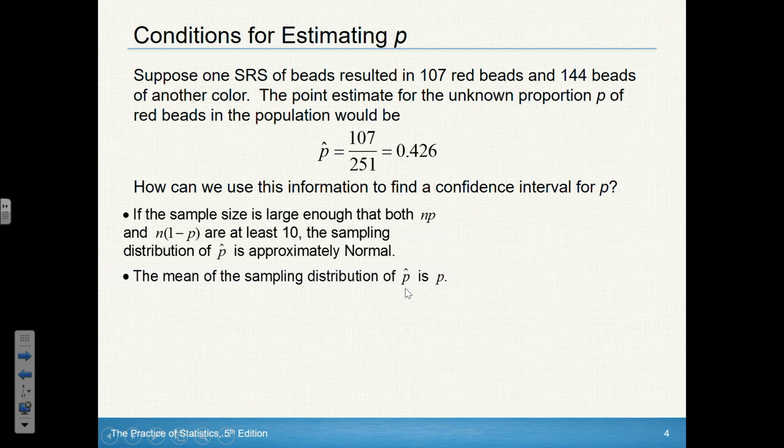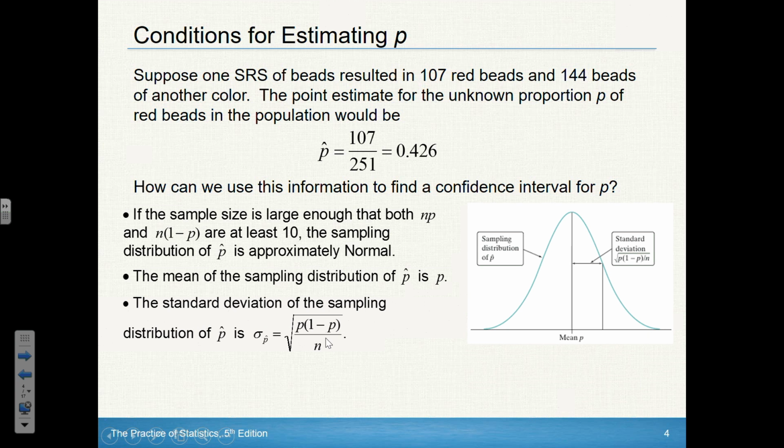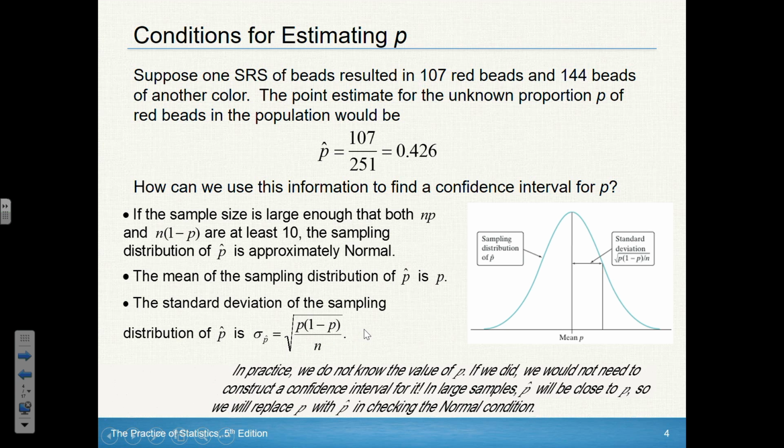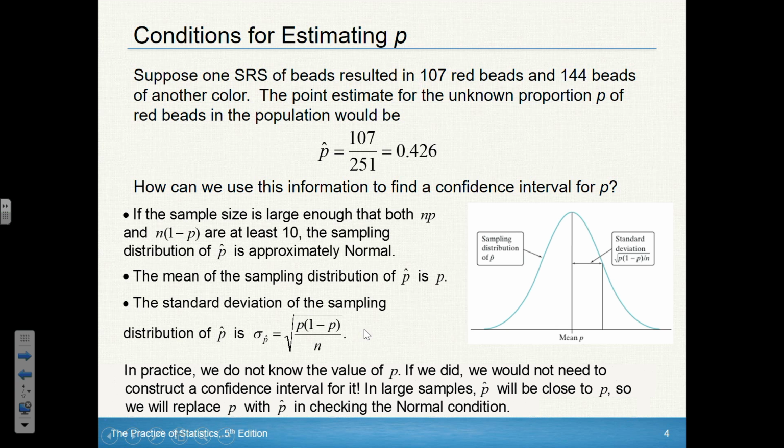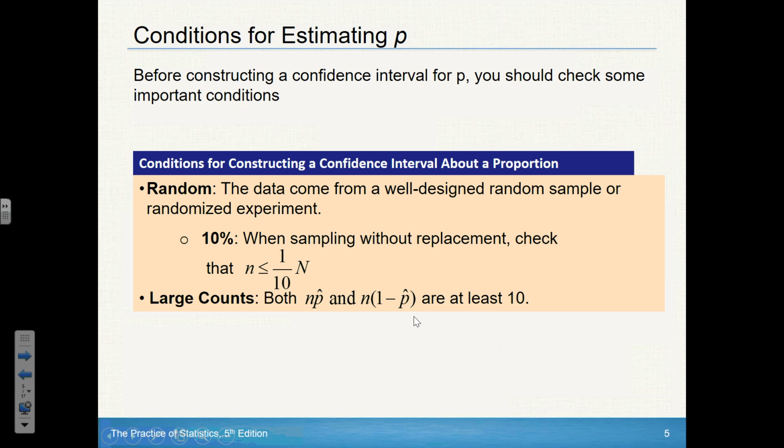The mean of the sampling distribution of p hat is going to be p, so we can use that as our mean. And the standard deviation, as we talked about previously, is going to be the square root of p times 1 minus p over n. But since we don't have p, we're going to have to use p hat to estimate that value there. And hopefully it's going to be pretty close to the actual standard deviation that we would find. But again, since we don't have p, we have to use p hat in order to find this here.